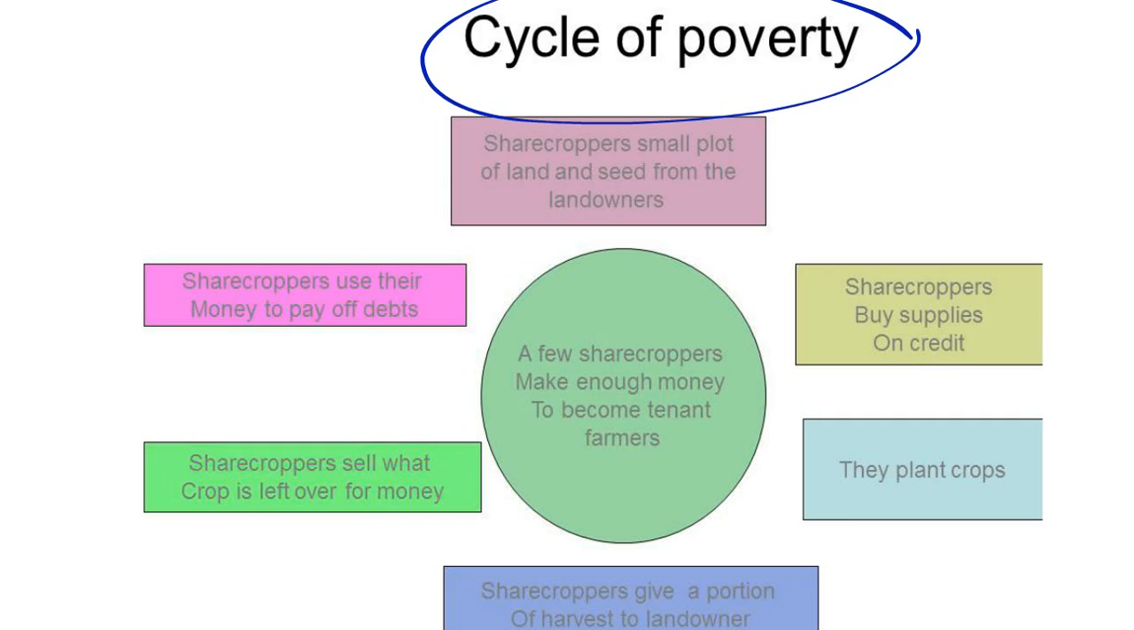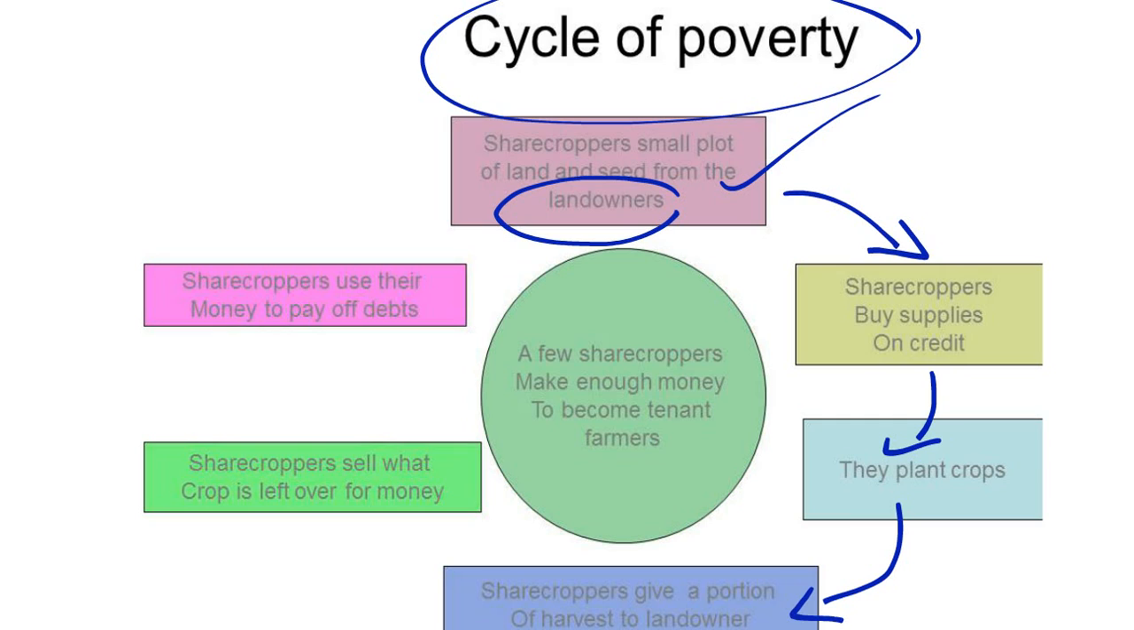So the cycle of poverty basically starts in this way. Sharecroppers have a small plot of land and seed from the landowners that they're renting their land from. They buy their supplies on credit. They plant their crops. Then the sharecroppers give a portion of the harvest to the landowner. And then they sell what crop is left over for money, and the sharecroppers use their money to pay off their debts. But normally they did not make enough money to really pay off their debts.